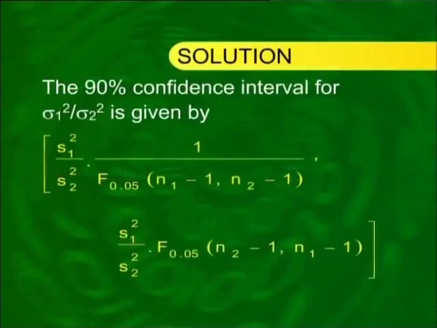In order to solve this question, of course, we will resort to the formula that is mathematically proved and that was presented a short while ago. The formula is: lower limit S1 square over S2 square into 1 over F 0.05 N1 minus 1 comma N2 minus 1, and the upper limit is S1 square over S2 square into F 0.05 N2 minus 1 comma N1 minus 1. Students, note that I said 0.05 in place of alpha by 2. And why is this so? Because we want 90% confidence.